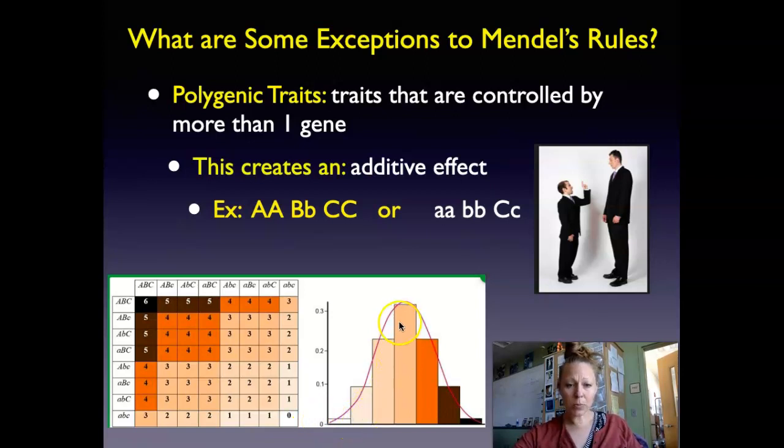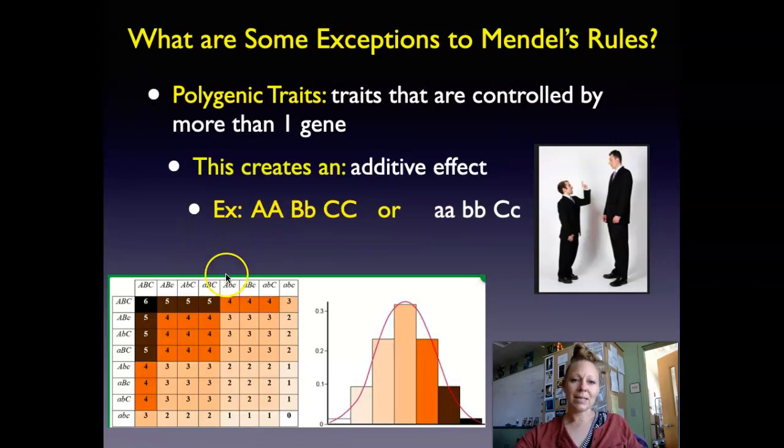So most people are going to be somewhere in the middle. Some people are going to be very, very light, and some people are going to be very, very dark. So how does this work? Well, we have more than one gene for this trait. Let's say that the 3 genes for this trait are trait A, B, and C.